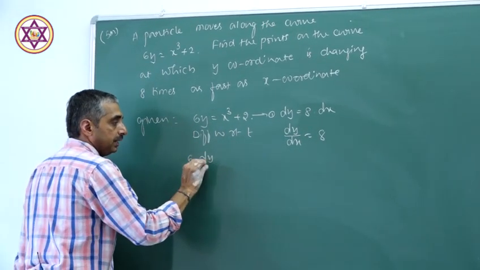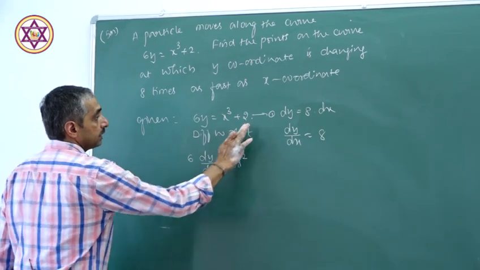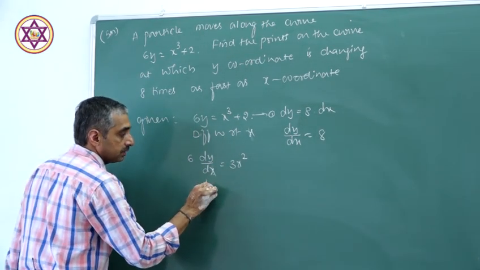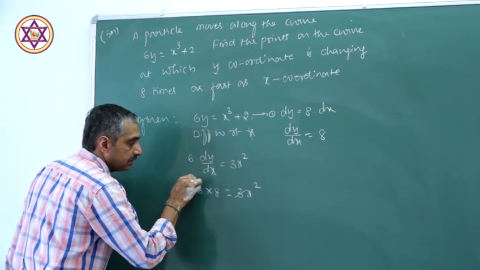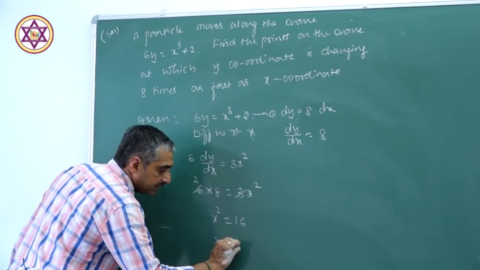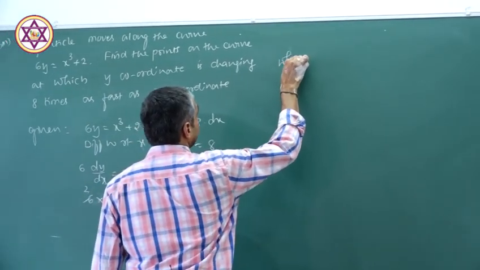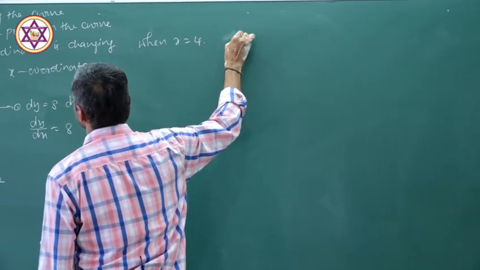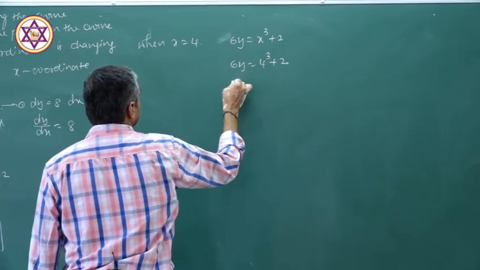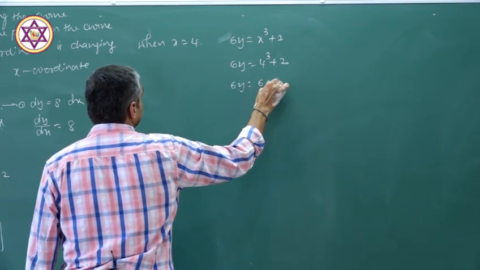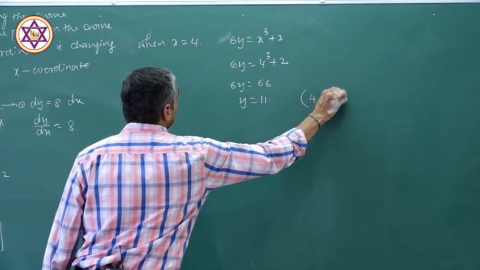6 into dy by dt is equal to 3x square. With respect to x only, you can take it. Now, 6 into dy by dx, which is given as 8, is equal to 3 into x square. 3 ones are 3, 3 twos are 6, x square is equal to 16, x is equal to plus or minus 4. What we require are points on the curve, so now you have to take 2 different cases. When x is equal to 4, take the equation 6y is equal to 4 cube plus 2, that is 64 plus 2, 66, that means y is equal to 11. Therefore, one of the points is 4 comma 11.